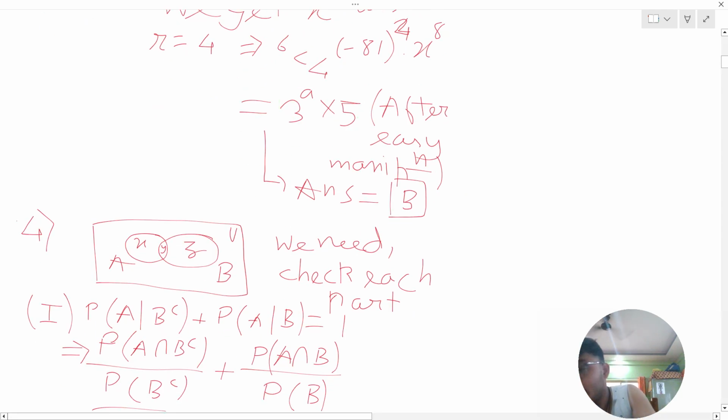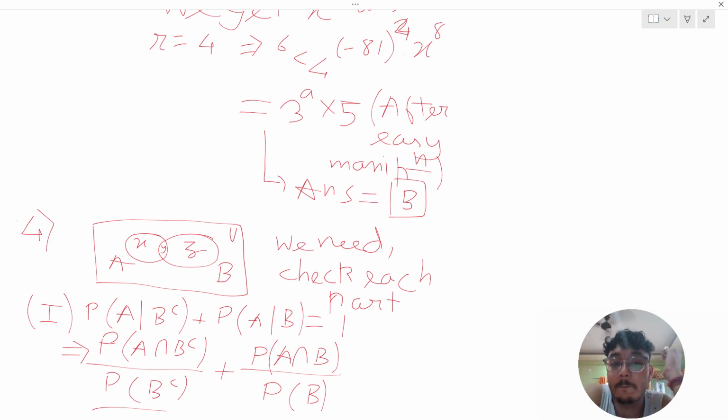Cool. Question number 4, I don't exactly remember the question. I'll just be seeing it once. Yeah. So we have two events A and B with the probabilities P of A and P of B lying between 0 and 1, such that our usual definition of P of A by B is basically P of A intersection B by P of B. We know it from the basics of probability. Following the same rules, we need to check two statements and validate them as true or false.